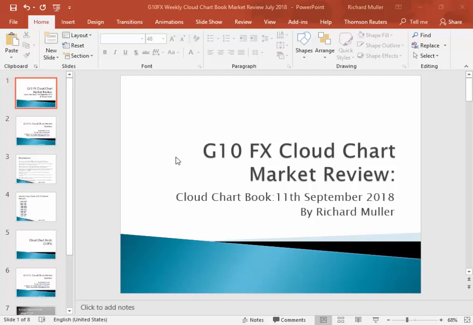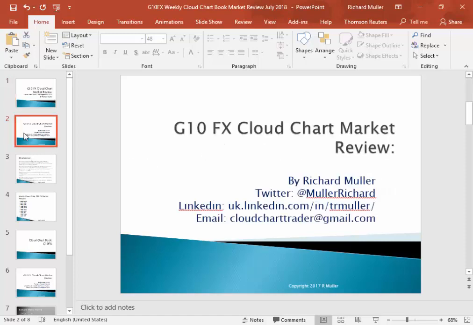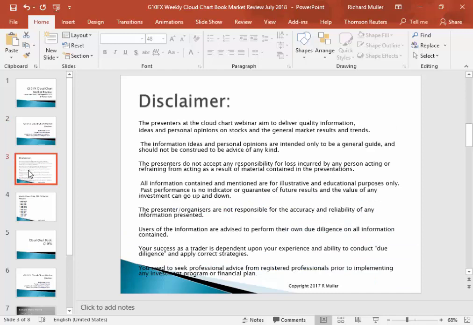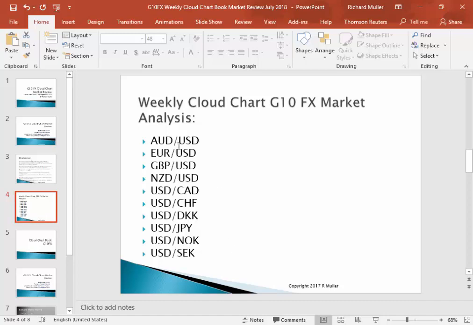Good morning everybody, it's the 11th of September and I'm doing my G10 FX Cloud Chart market review. We're going to look at the G10 currency pairs from an Ichimoku Cloud Chart perspective. There's the usual disclaimer. These are the currency pairs that I cover in this morning's analysis, looking at the Ichimoku Cloud Charts.